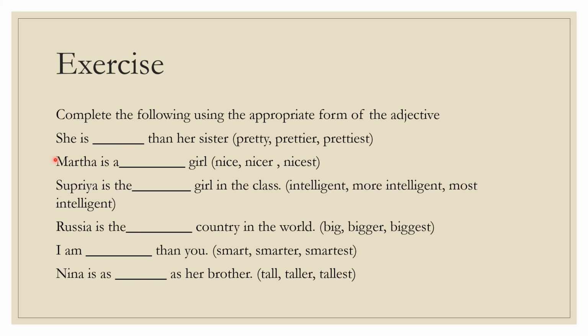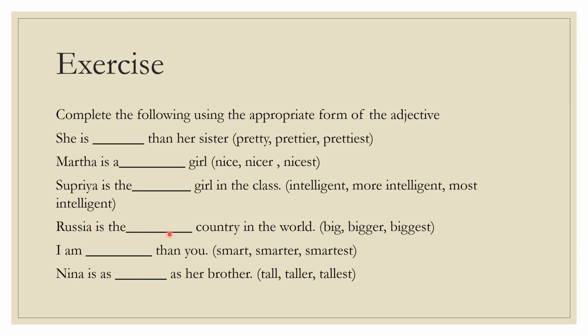The second sentence: Martha is a dash girl. The alternatives: nice, nicer, nicest. So the correct answer is Martha is a nice girl. Nice is in the positive degree. It is the simplest form of adjective when no comparison is made. Third: Supriya is the dash girl in the class. The alternatives: intelligent, more intelligent, most intelligent. So the correct answer is Supriya is the most intelligent girl in the class. Most intelligent is in the superlative degree.